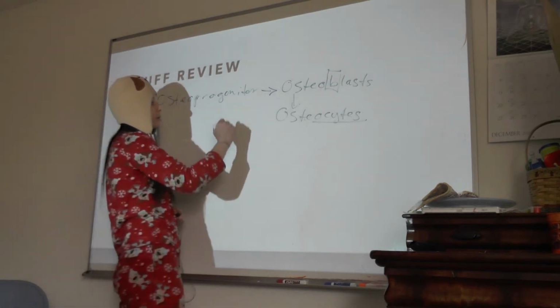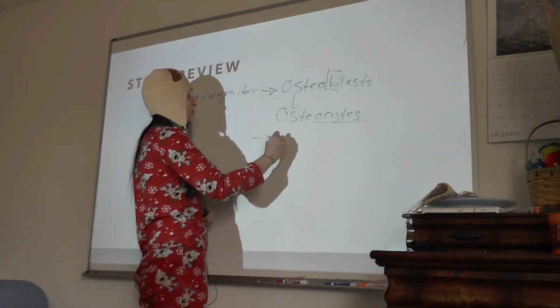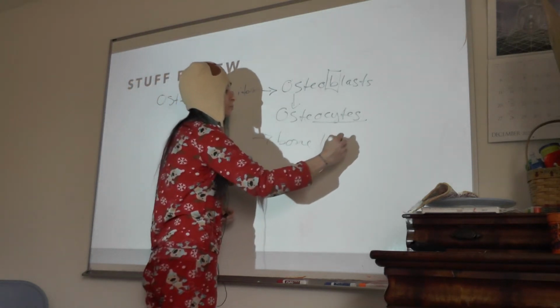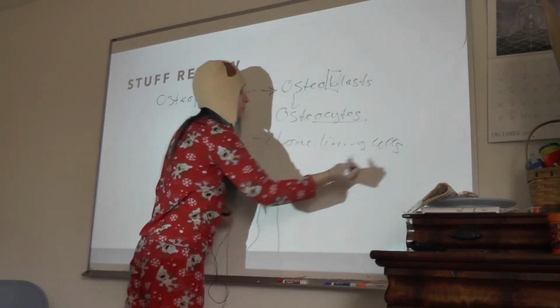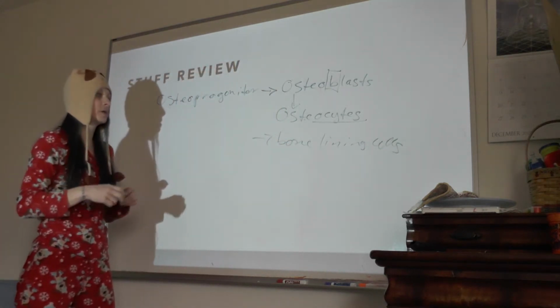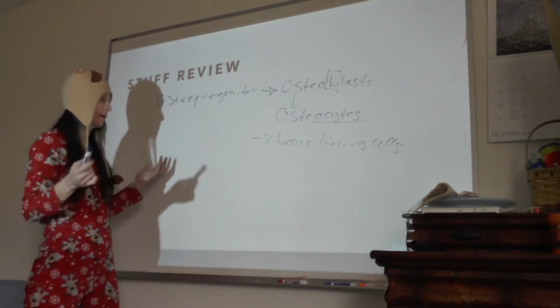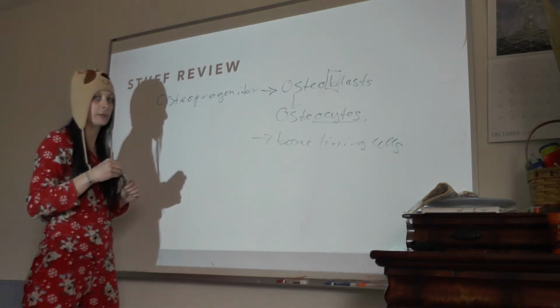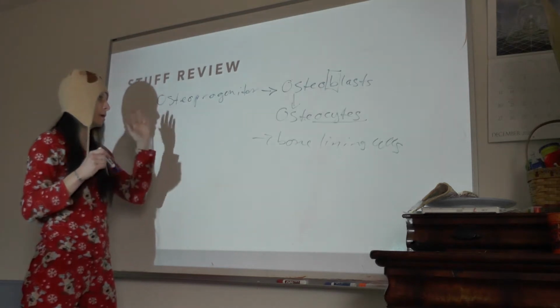Osteoprogenitor cells can also become these other cells called bone lining cells. And they support our cells in our membranes. They're found in the membranes, the endosteum and the periosteum, and support our other cell types.